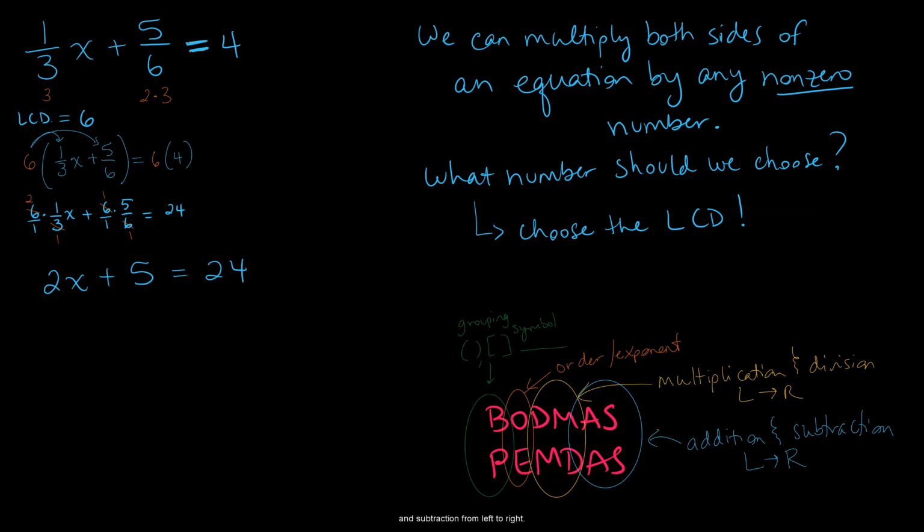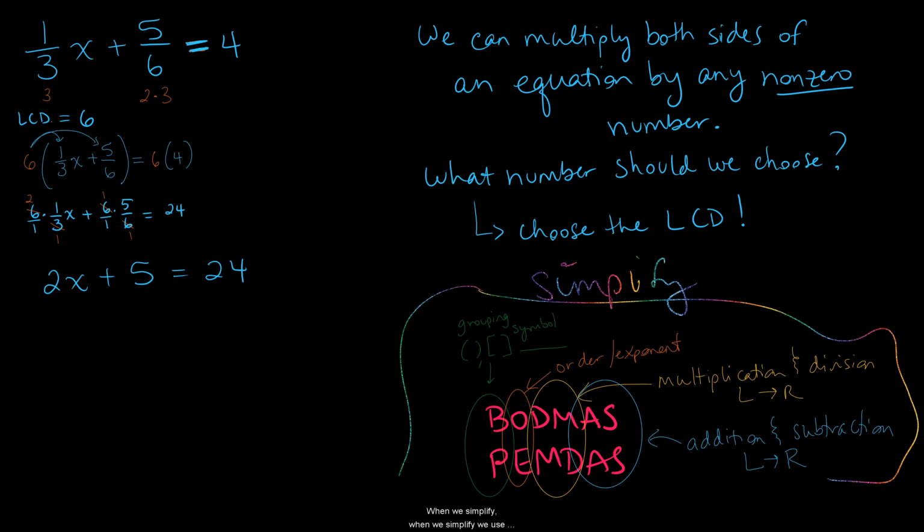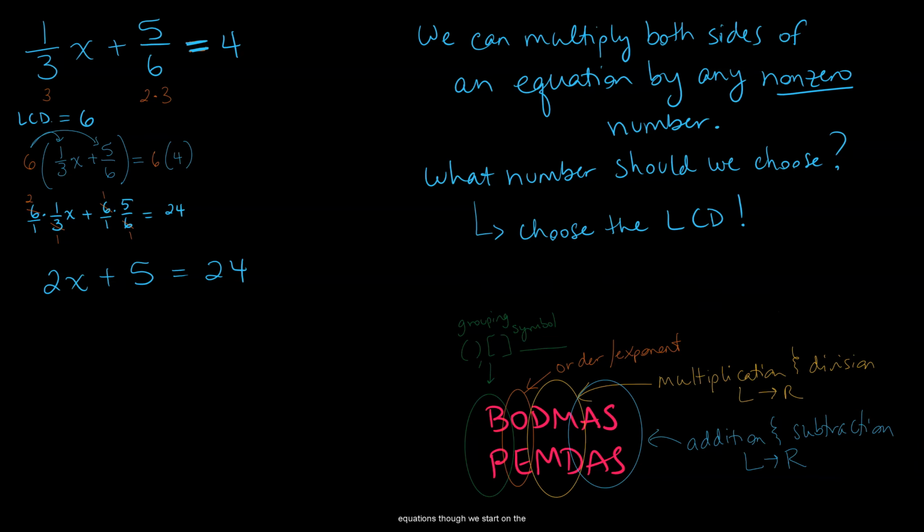This is when we are simplifying. When we simplify, we use PEMDAS or BODMAS or please excuse my dear Aunt Sally. When we're solving equations though, we start on the far extreme with addition and subtraction, and we work our way to the right, keeping in mind that parentheses kind of throw everything off anyways.